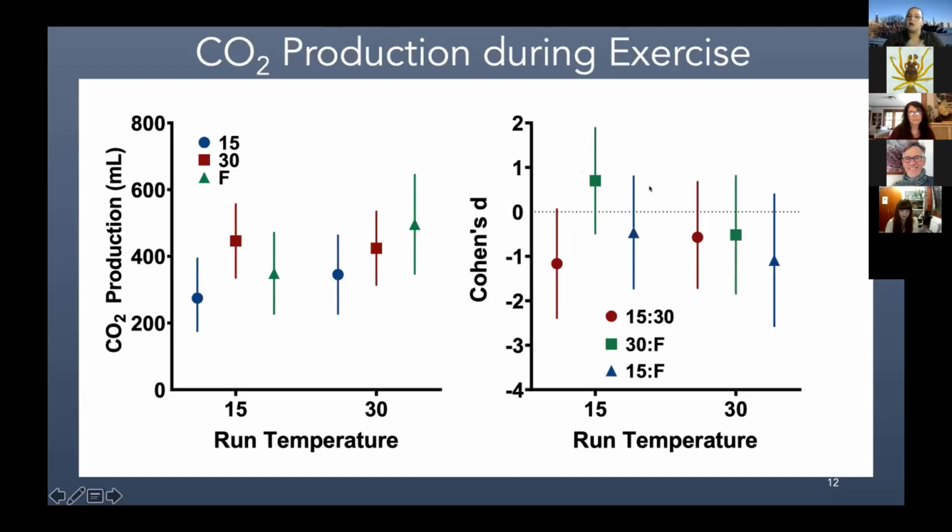For CO2 production during exercise, this was the 5 minutes that we ran them. We just took the total CO2 production. And so you can see that here. Again, these slides are very similar to the other ones that I showed you already. So here we have our pairwise Cohen's d values. And as you can see, we didn't see any effect of CO2 production during exercise between any of the groups.